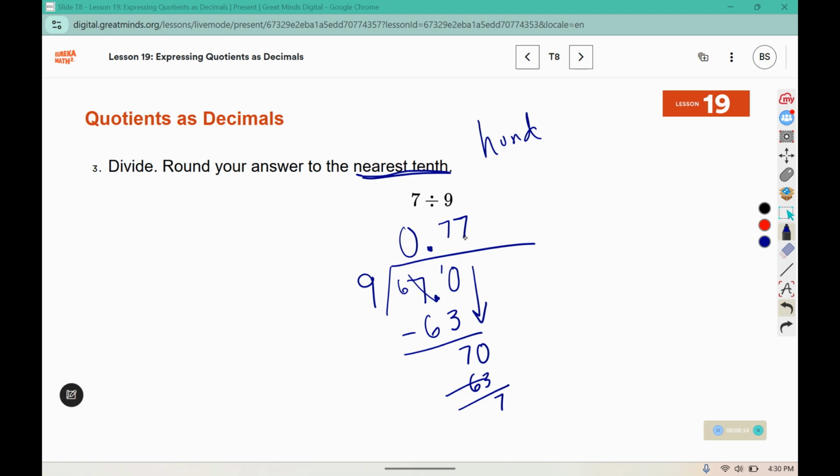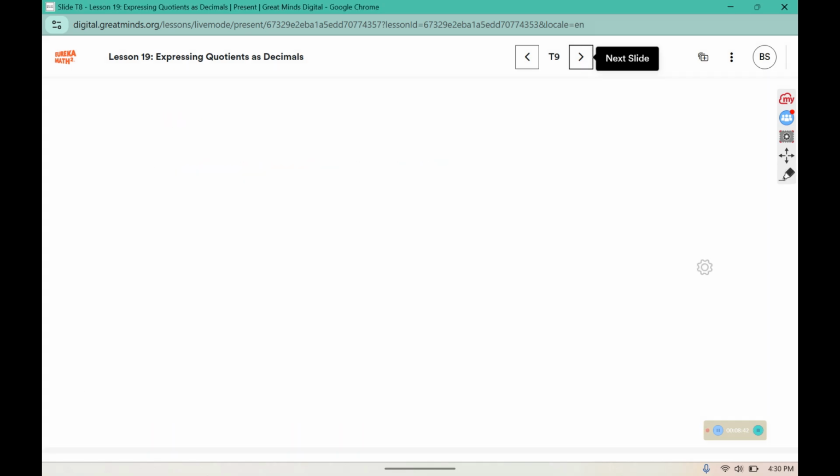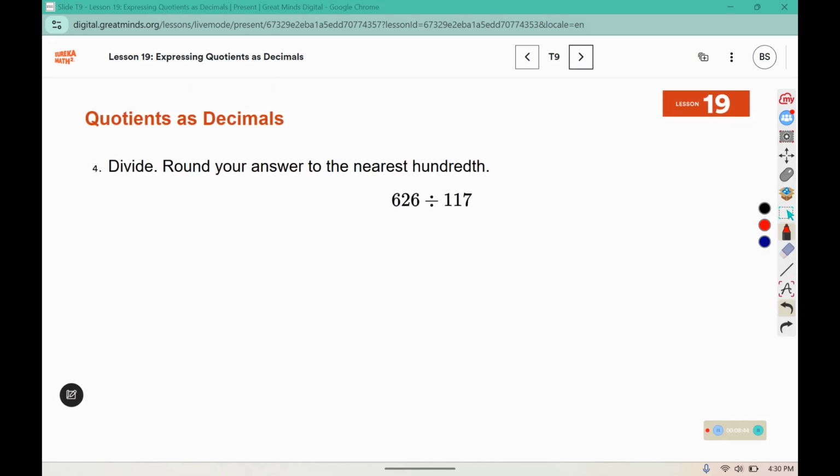The hundredths, is 7 higher than a 5? Yes, so that rounds the tenths place up, 2 and 8. This decimal would keep going, but we can stop at the hundredths because we use the hundredths place to round the tenths place. This time we are rounding to the hundredths, so we need to go to at least the thousandths to tell us whether to keep it or to round up.